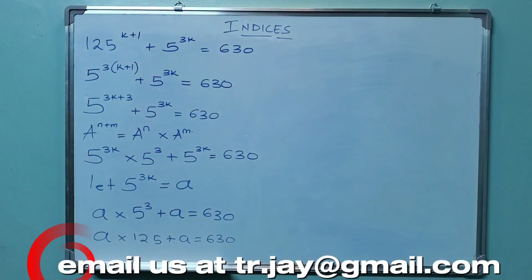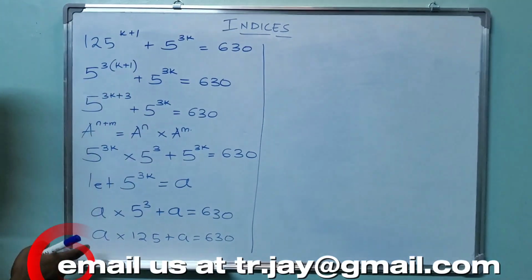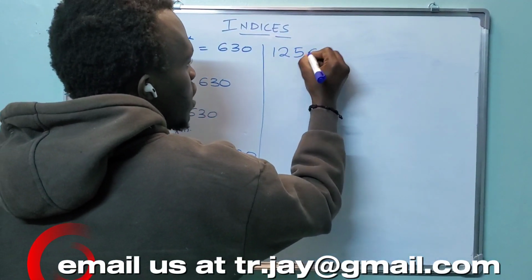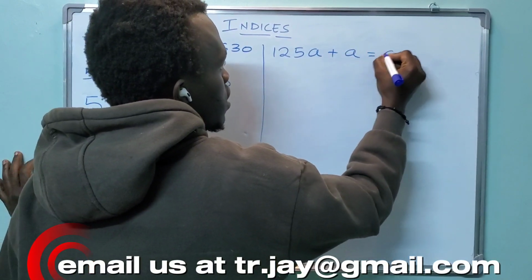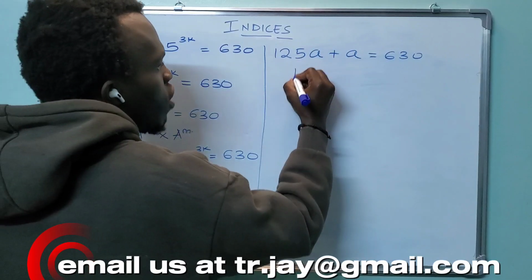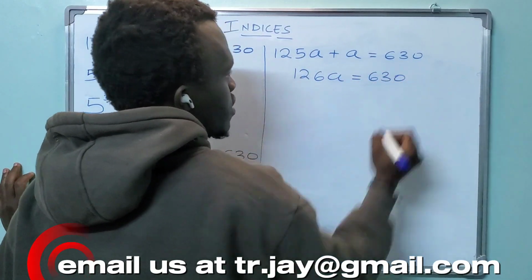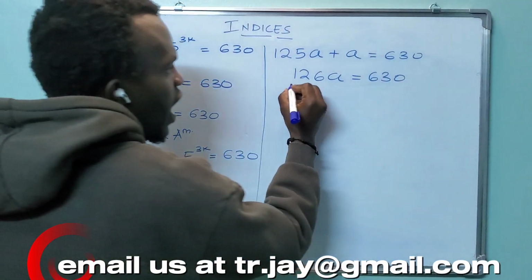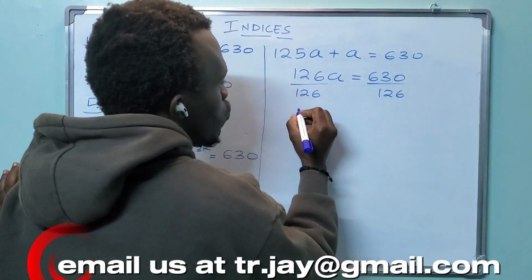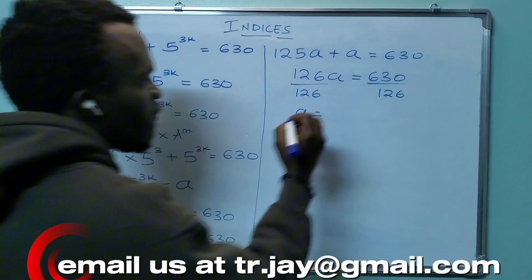So after doing that, we are going to say a multiplied by 125, that is going to be 125a, plus a equals 630. 125a plus a, I'm going to have there 126a being equals to 630. If I want to get the value of a, I'll divide here by 126, I'll divide here by 126, which means a is going to be what? 630 divided by 126, that is going to be 5.